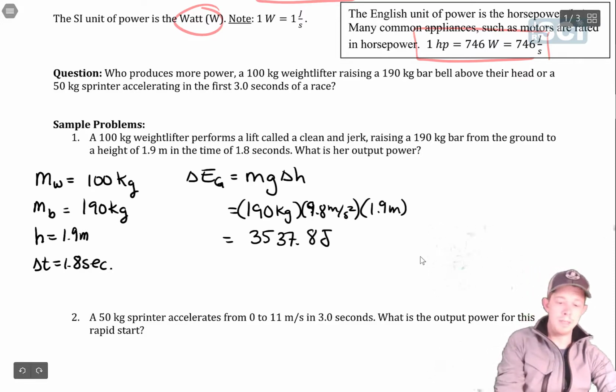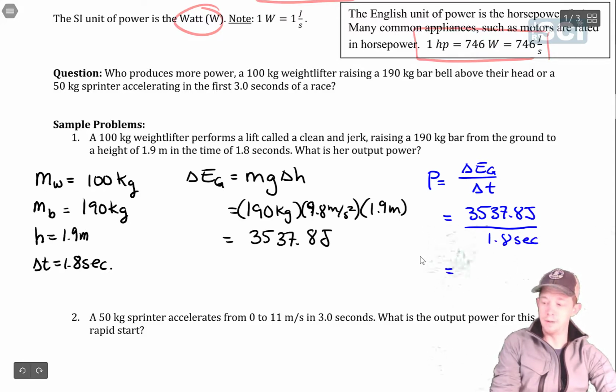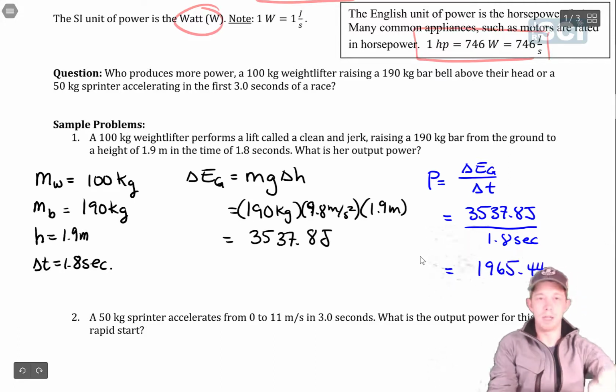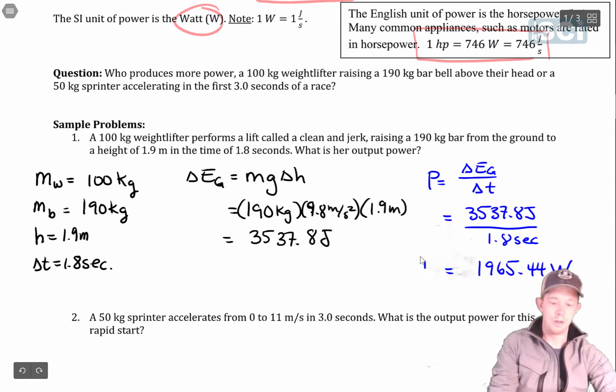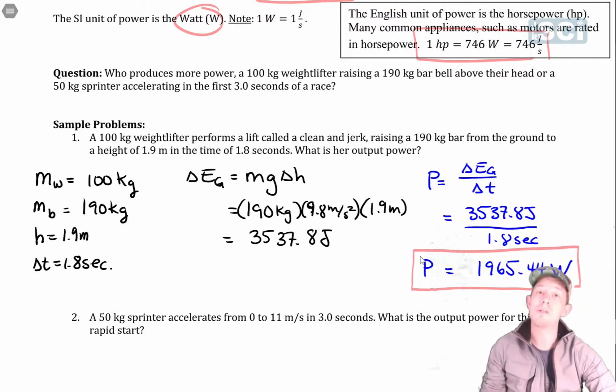That tells me the change in energy that occurs when I lift this barbell into the air, which means I can calculate the power output as the change in energy, in this case gravitational, with respect to change in time. That's 3,537.8 joules divided by the time of 1.8 seconds. When we do that, we get an answer of 1,965.444 watts. So the weightlifter outputs a power of nearly 2,000 watts.